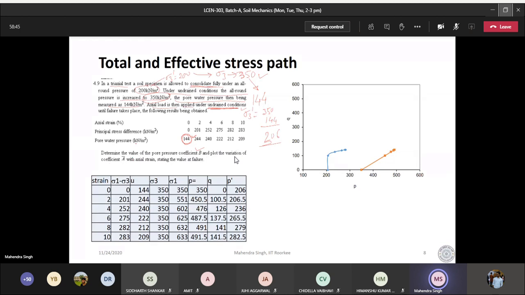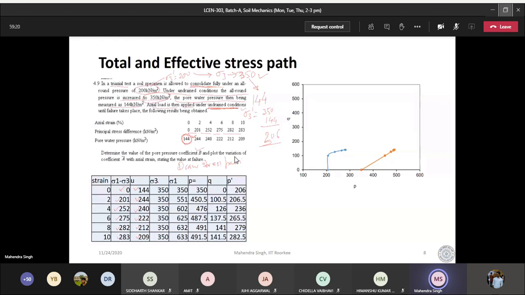What I wanted to do is draw the rest of the things. I want to draw the stress path. So let us see how we do it. The principal stress difference is given to you here: 0, 201, 252, 275, 288, 283. And pore water pressure is also given to you: 144, 244, 240, 222, 212, and 209.